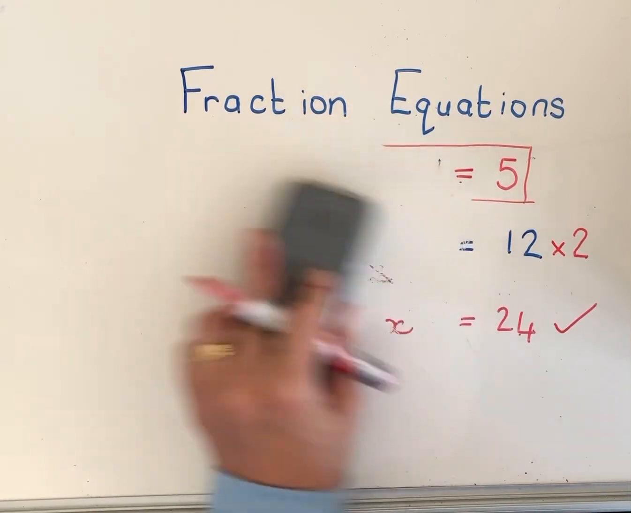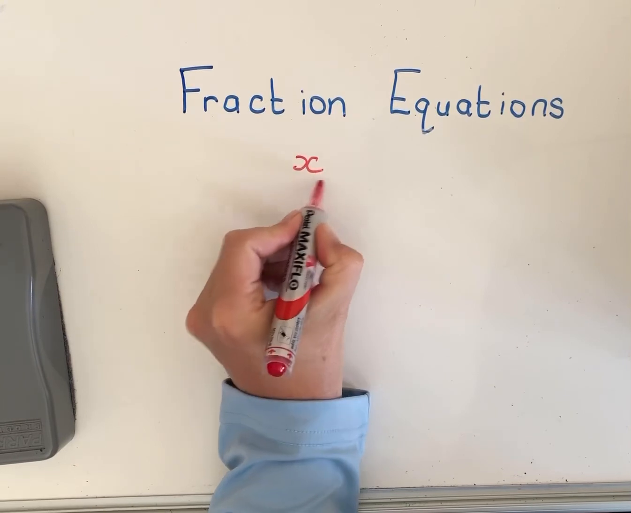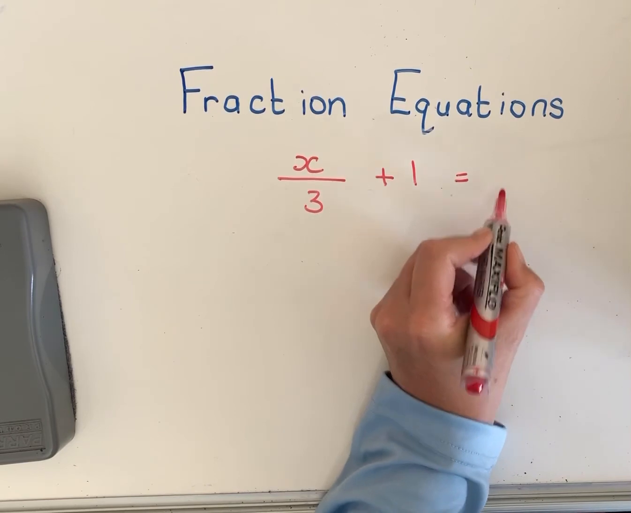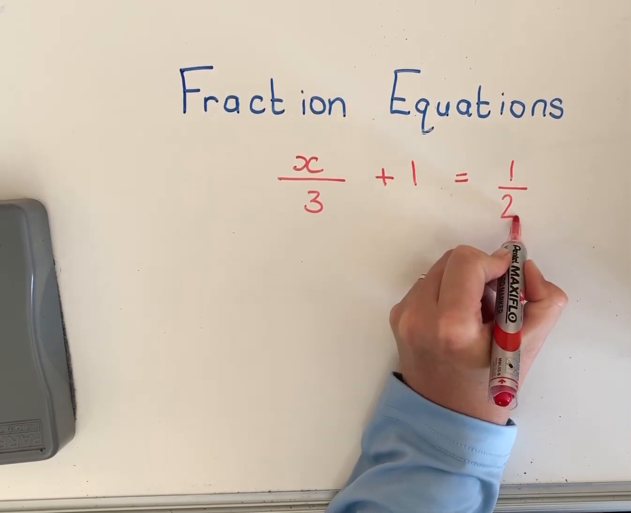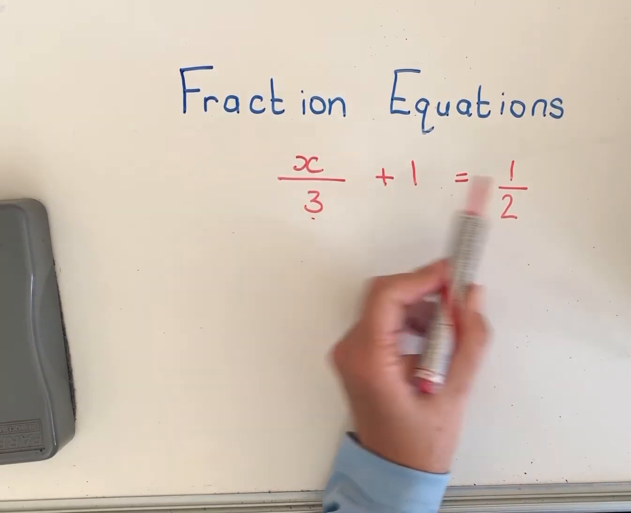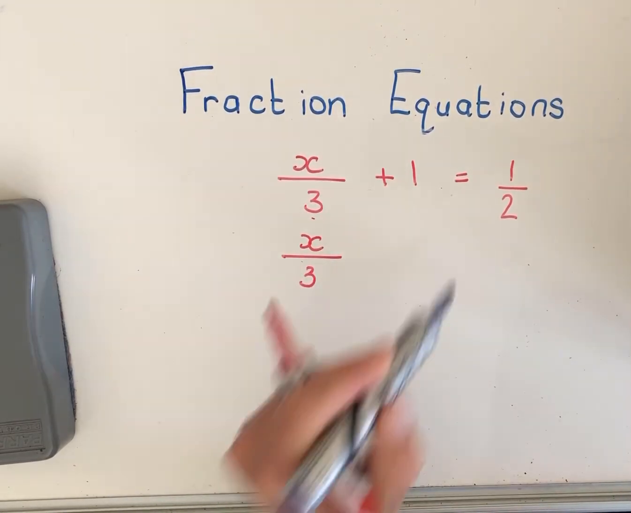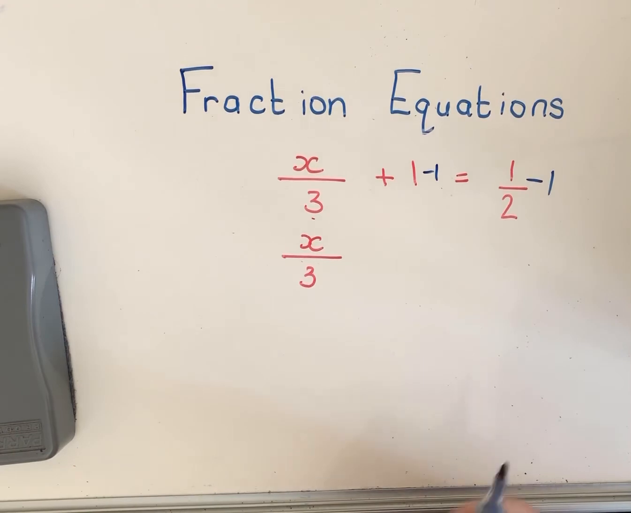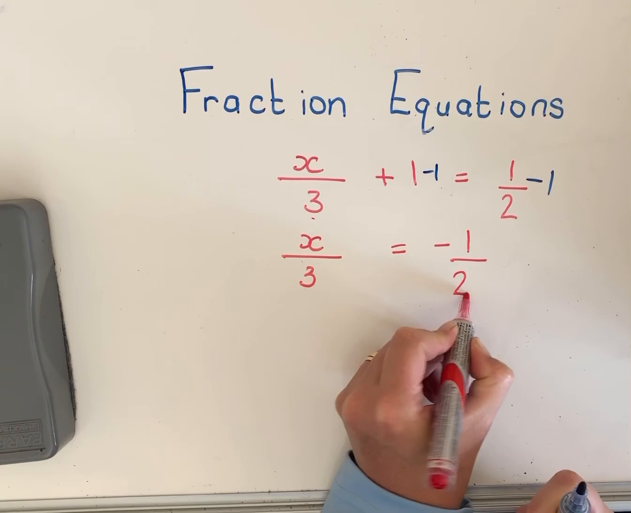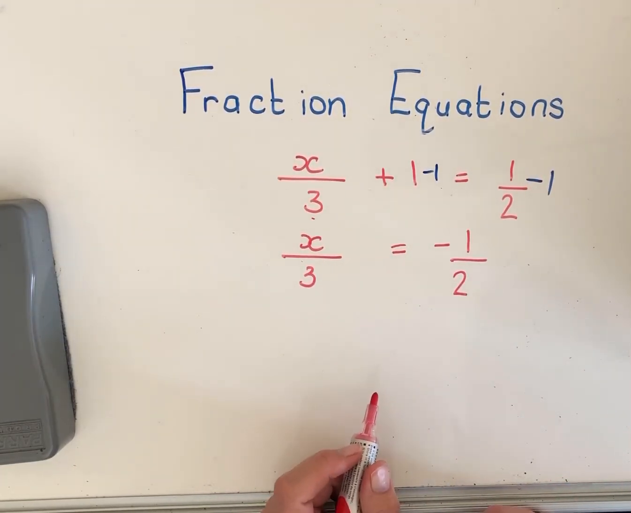One slightly harder example. What happens if I have x over 3 plus 1 is equal to a half? Okay, now we've got two fractions here. I'm going to take the 1 across again. So I'm going to minus 1 from both sides. So now I get minus a half on this side, because a half minus 1 is minus a half.